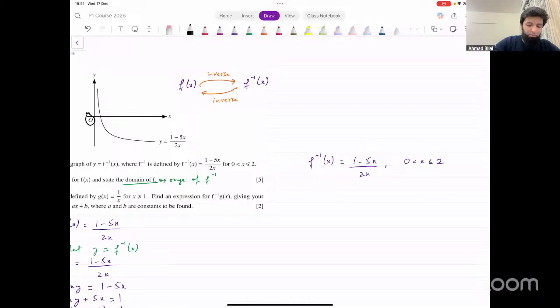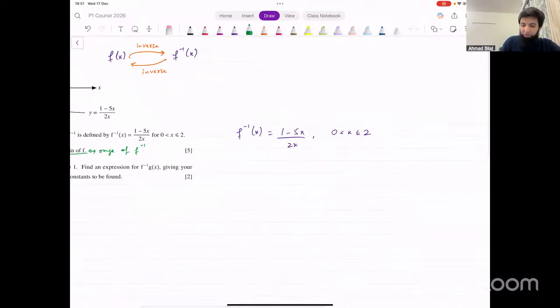Close to 0, you see the function is going in the upwards direction. So it's going towards infinity, right? So close to 0, the function is going towards infinity. What about 2? 2 we can input in this function and see what that gives us.